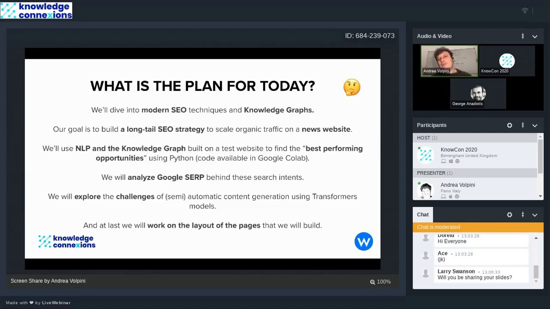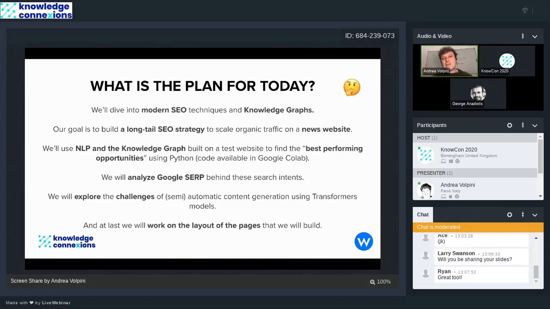So the plan for the day is to look at modern SEO, try to understand what modern SEO means, and then try to understand the importance of the knowledge graph in automating some of the SEO tasks that can help us grow organic traffic. But our end goal for today is to build a long tail SEO strategy, something that will enable us to capture intents that are defined as long tail. So with a lower volume, but a very specific type of search intent, and so potentially they are very interesting on different types of websites.